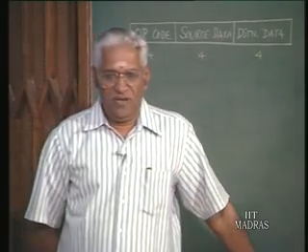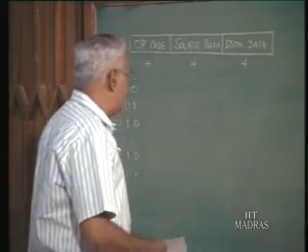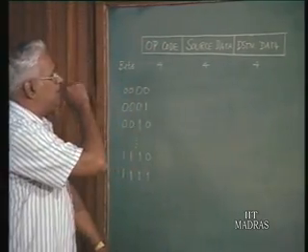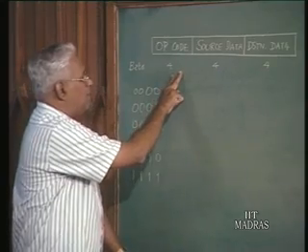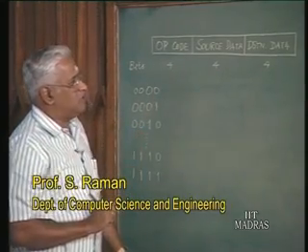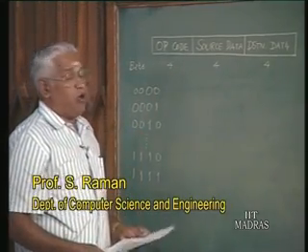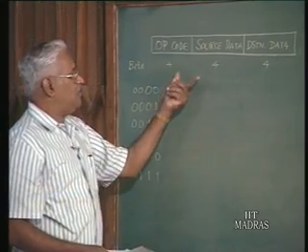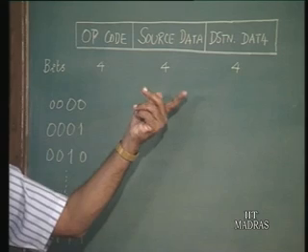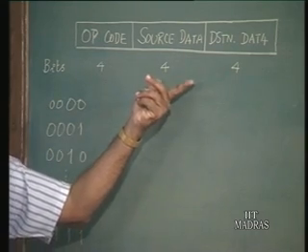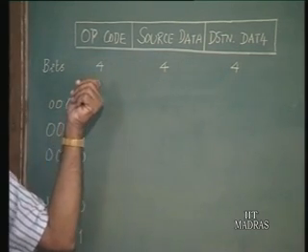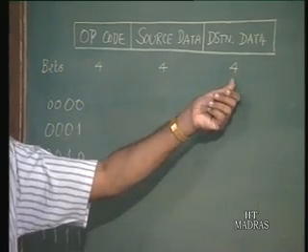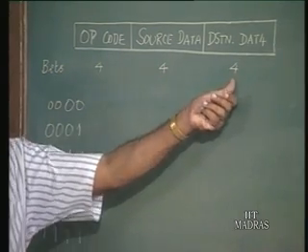In the previous lecture we considered one example, a problem related to n operand instructions, where n is 0, 1 or 2. Here is the 2 operand instruction format. We considered 4 bits for opcode, 4 bits for source data, that is one of the 2 data, and 4 bits for the destination data.